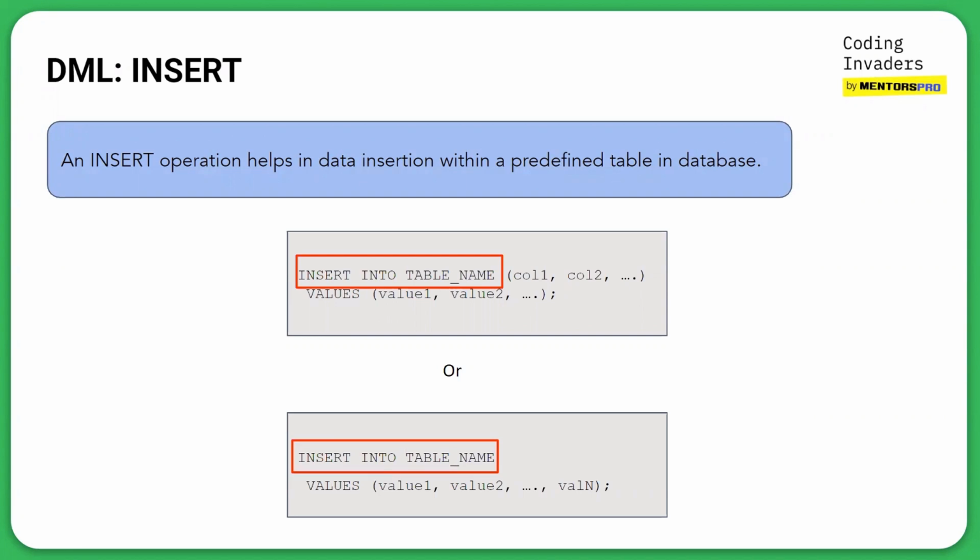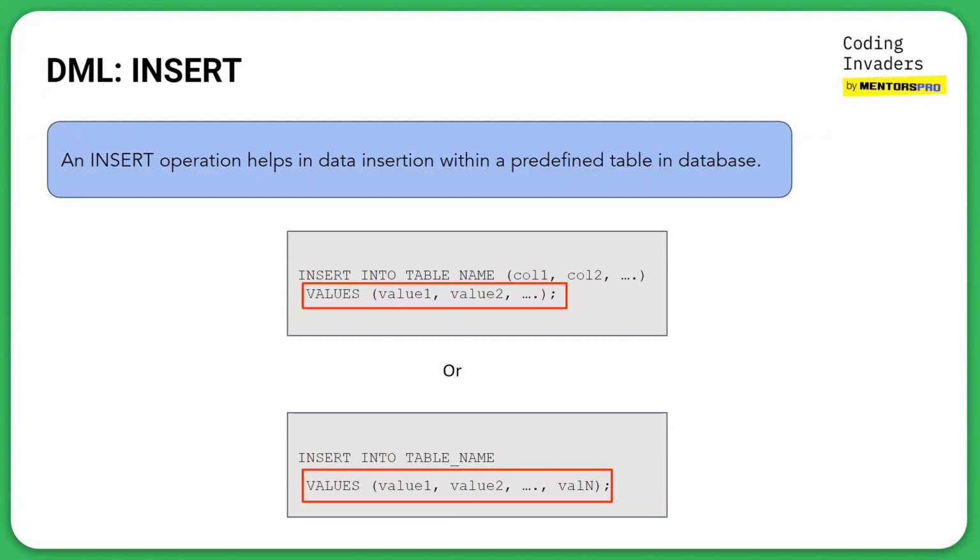In the first syntax, we specify the column names. In the second syntax, we do not. And then we have the keyword values. And inside the brackets, we specify the values separated by commas. If there are n number of columns, then there will be n number of values. Also, the number of times we write the insertion command is equal to the number of rows we want to insert. We are going to see an example of how to create a table and insert values in it.